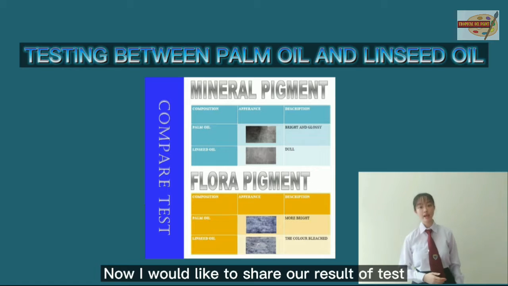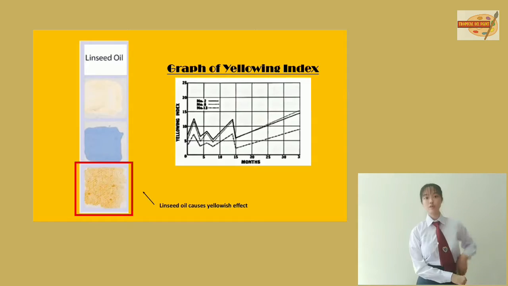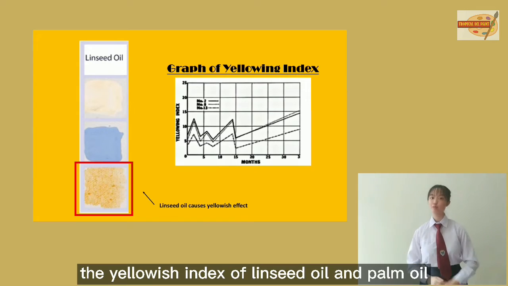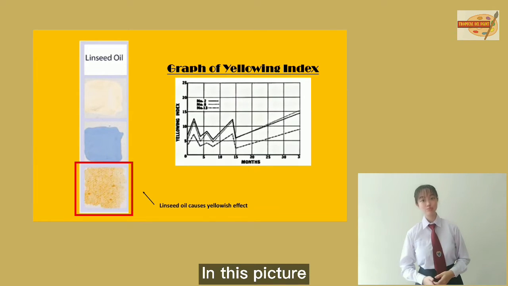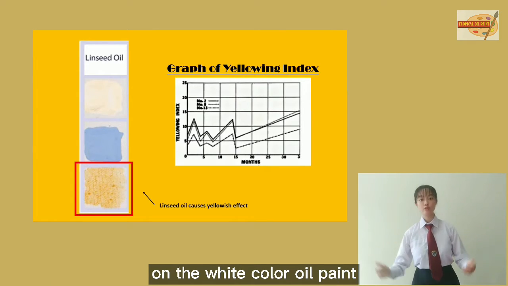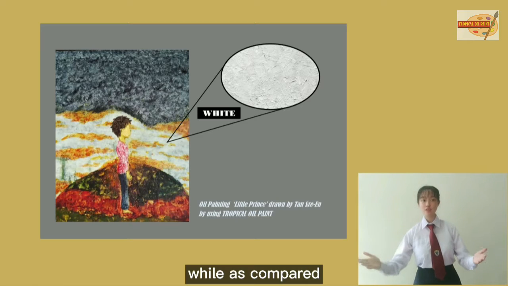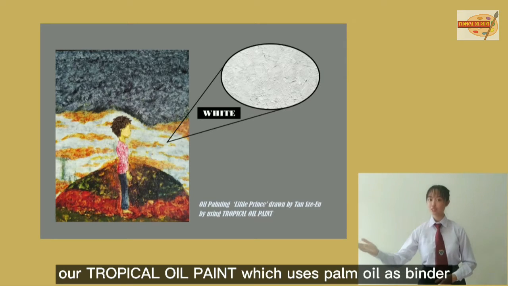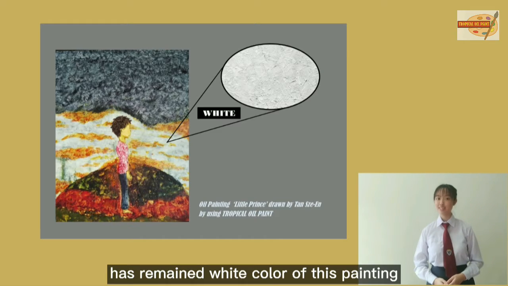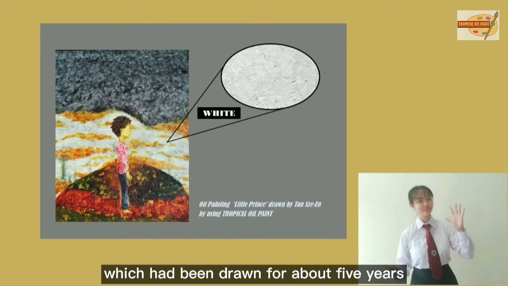Now, I would like to share our result of test to compare linseed oil and palm oil. Firstly, let us investigate the yellowish index of linseed oil and palm oil. In this picture, we found that linseed oil can cause yellowish effect on the white color oil paint after a few years. As compared, our tropical oil paint, which uses palm oil as binder, has remained a white color of this painting, which had been drawn for about 5 years.